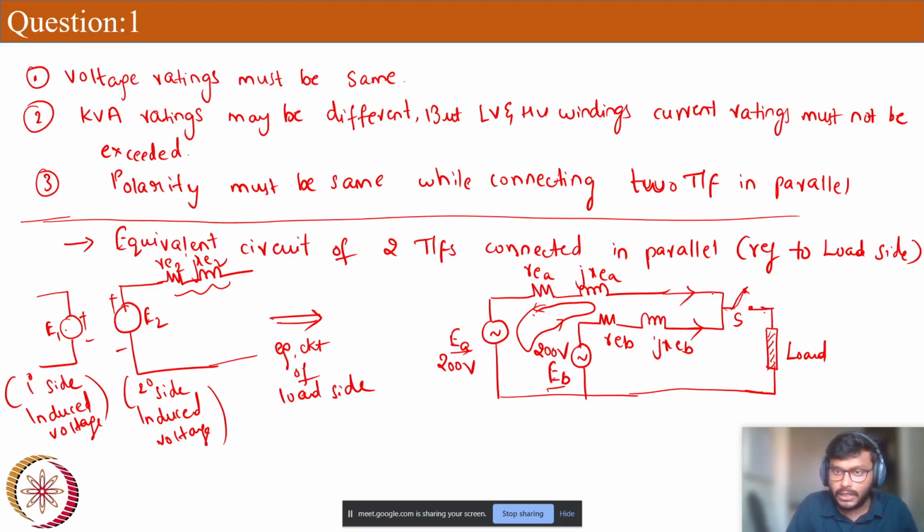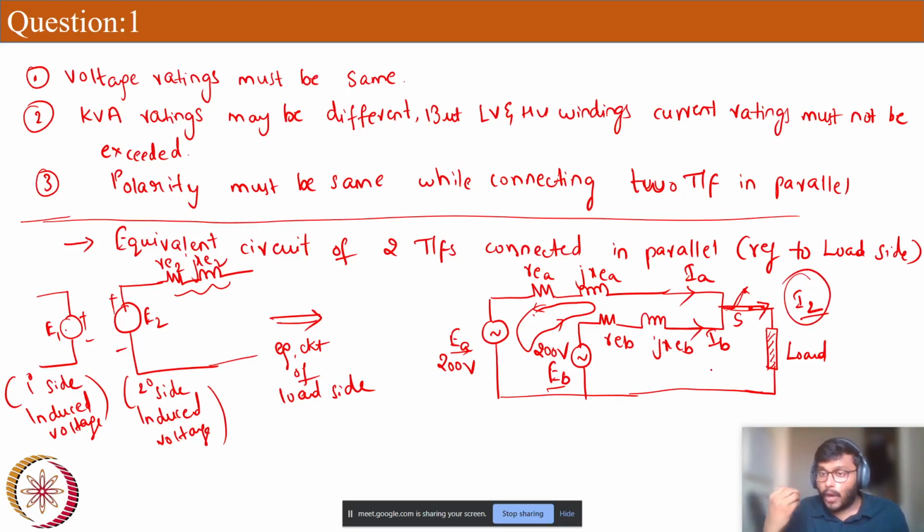Now, whenever we close this switch, we operate our transformer at, let's say, full load, because that is the purpose of connecting two transformers in parallel. We want to operate our transformers at their full potential. The total current flowing through the load, on the secondary side, I name it I2, and IA and IB are the two currents responsible for I2. The summation of IA and IB contributes to I2.